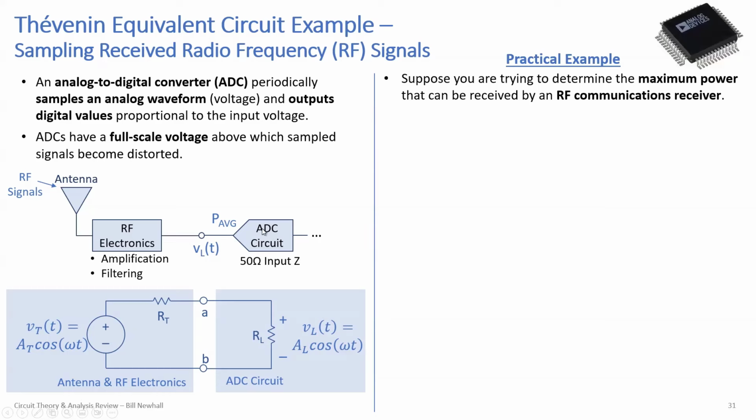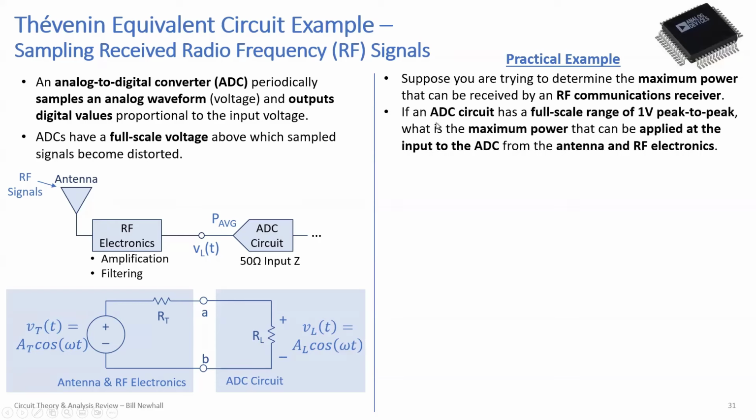So you have this RF section and you have this ADC section. What's the maximum power that can be received successfully by this receiver without distortion? So let's say that ADC circuit has a full scale range of 1 volt peak to peak. So what is the maximum power that can be applied at the input to the ADC from the antenna and RF electronics? So you've got an output of the RF electronics here. How high can that power be without distorting the signal? That means without exceeding this 1 volt peak to peak range.